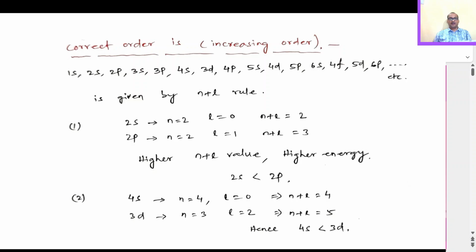Similarly, if we take another example, 2s and 2p. For the 2s orbital n equal to 2, s orbital L equal to 0, so the n plus L value is 2. For 2p, n equal to 2 and p orbital L equal to 1, so n plus L is 3. So higher n plus L value means higher energy. So 2p has higher energy.